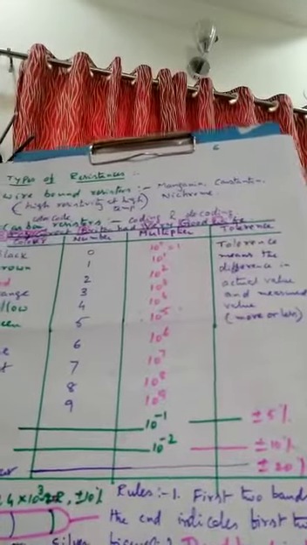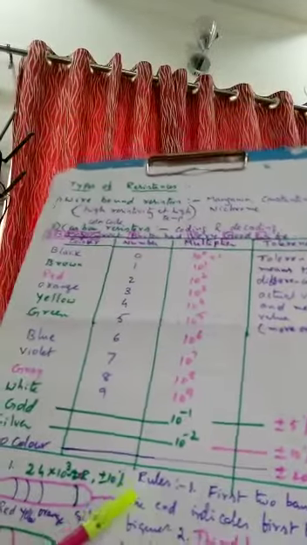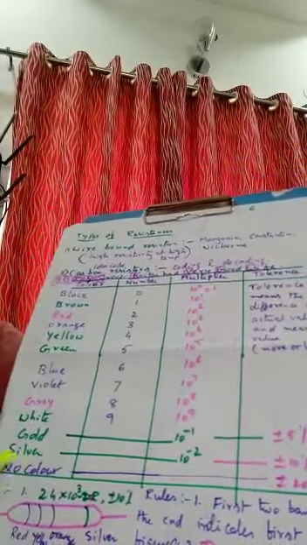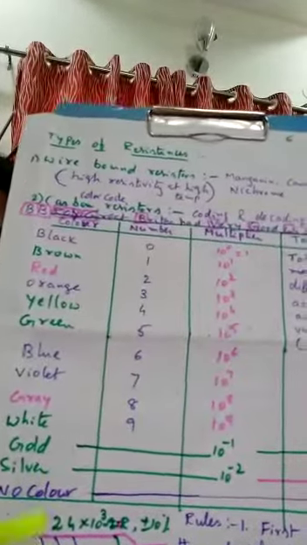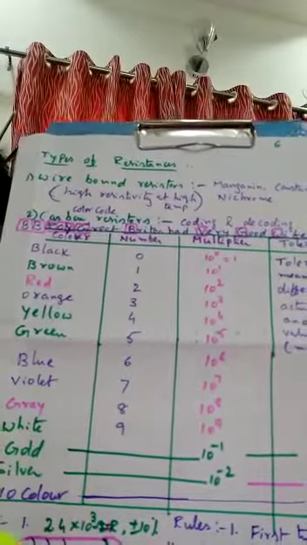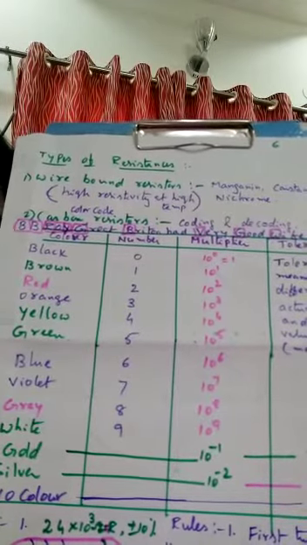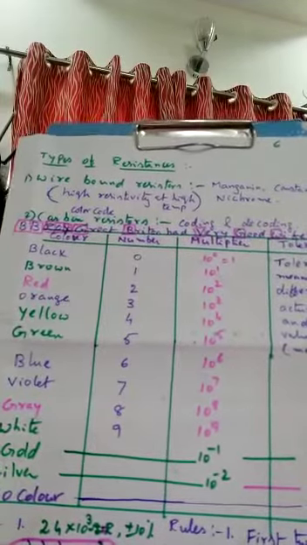And what is the tolerance? How much difference may be there from the actual value? How much percentage? For that, what is the last color? Silver. For silver, how much here? Plus or minus 10%. Is it clear? The measured value is 24 into 10 raised to 3 ohms, and the tolerance is plus or minus 10%, percentage, not ohms. Less or more will be there in this way.